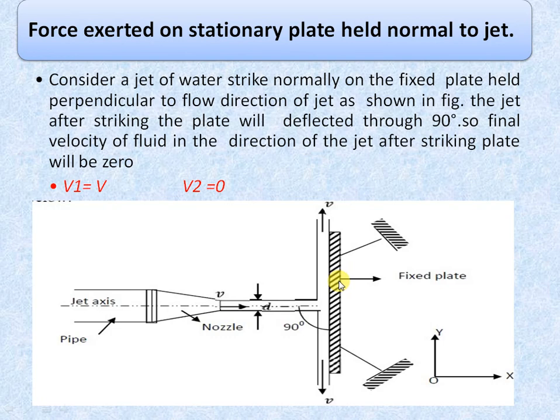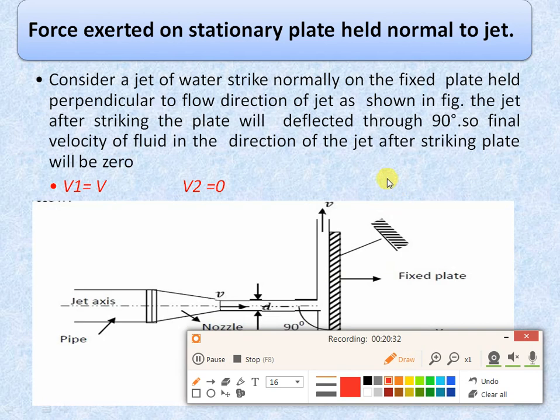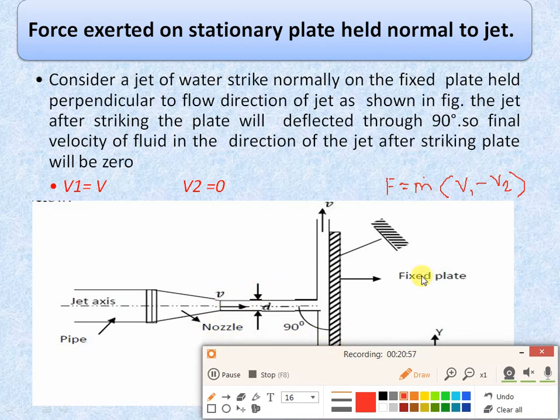And we know that the impulse momentum equation is F equals m dot times (v1 minus v2). This equation is known as the impulse momentum equation. In this case, F is the force exerted on the stationary plate held normal to the jet, m dot is the mass flow rate of the water coming from the nozzle, v1 is the initial velocity, and v2 is the velocity after striking.